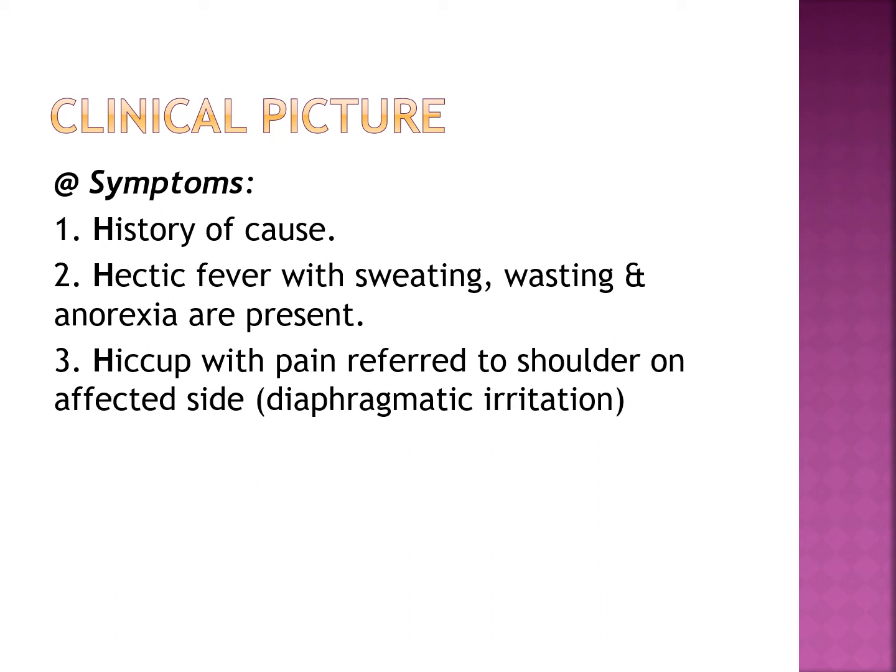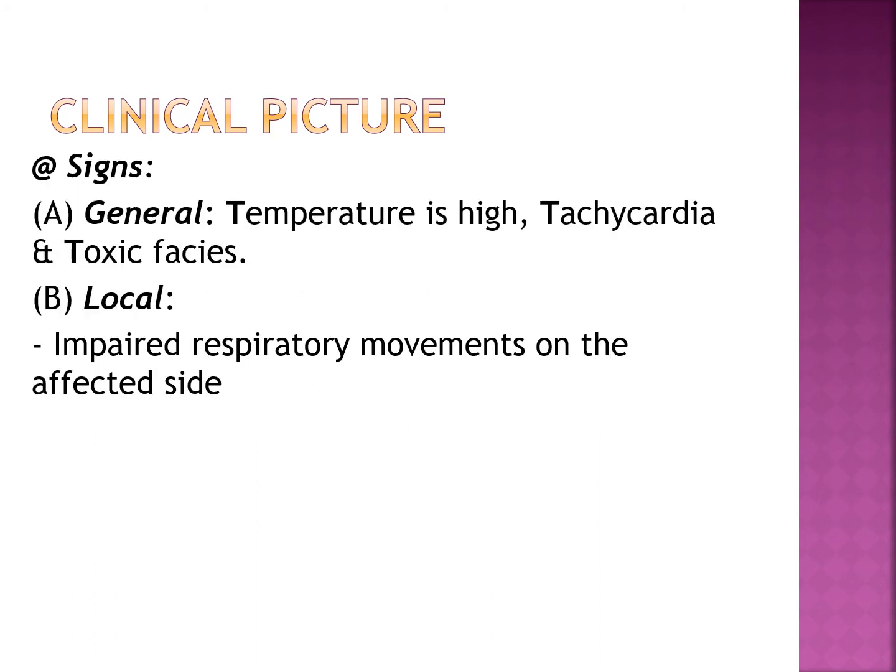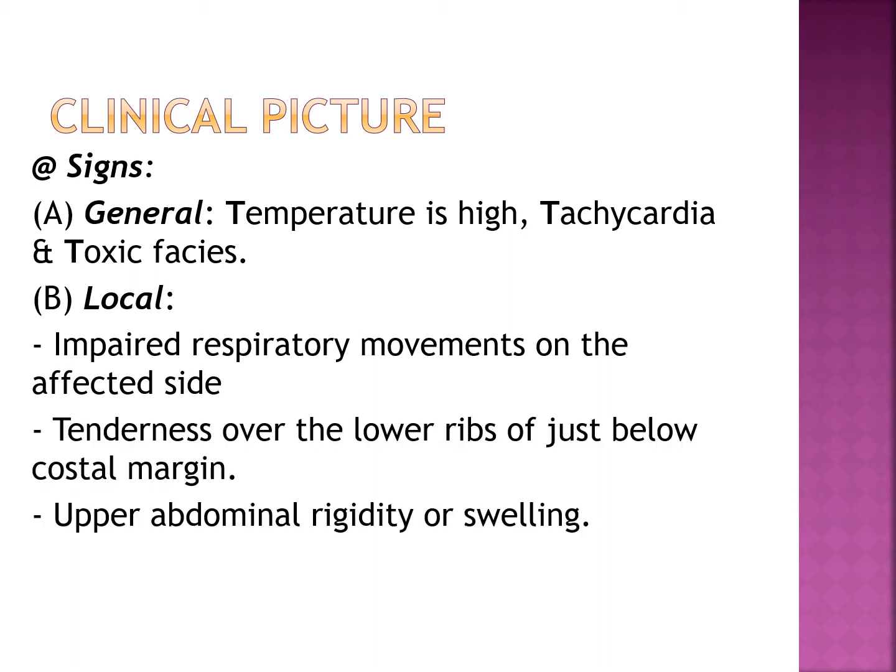The clinical picture of a patient with subphrenic abscess is characteristic. There is hectic fever with sweating and wasting, anorexia is usually present, and hiccup due to diaphragmatic irritation, and the pain may be referred to the shoulder on the affected side. The signs: usually the patient has high temperature, is feverish with tachycardia and toxic facies. Locally, as we have said in generalized peritonitis, there will be impaired respiratory movement and tenderness over the lower ribs just below the costal margin, and there may be upper abdominal rigidity or swelling on local examination, but this is not the case in every case of subphrenic abscess.